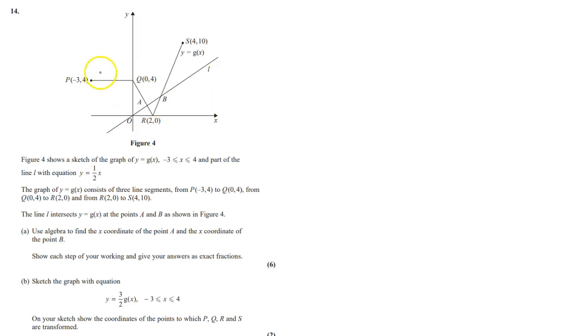Here we can see the graph looks like a quadratic but is made up of straight line segments. One line is given with the equation y is equal to half x, and this is y is equal to gx, so it's half x. This one consists of 3 line segments, with points minus 3, 4, then 0, 4, then 2, 0 and 4, 10.